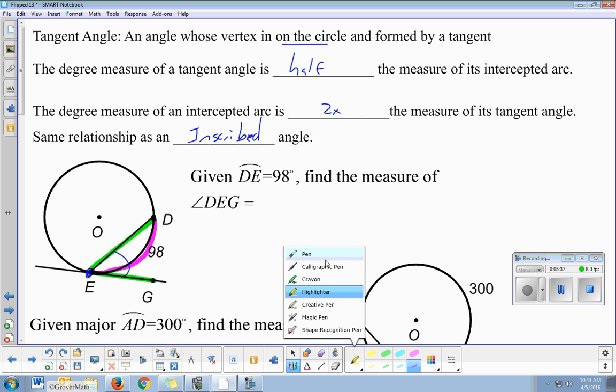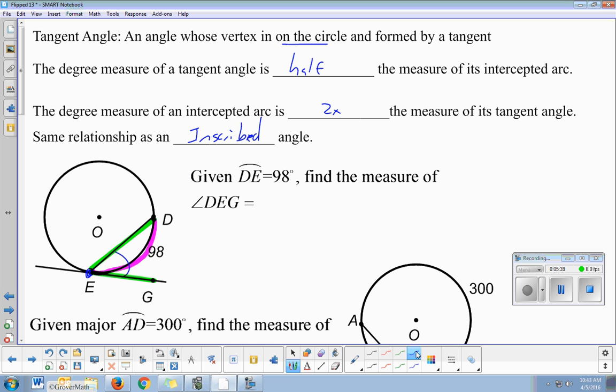So you could just remember a blanket statement that when the vertex is on the circle, it's half the arc inside, regardless of how that arc is inside, whether it's end to end or kind of in it like this. So angle DEG is half of the arc inside of it, half of arc. That's 98 degrees. Half of that would be 49 degrees. Half of 98. Let's try one more quick example, and then we're done here.